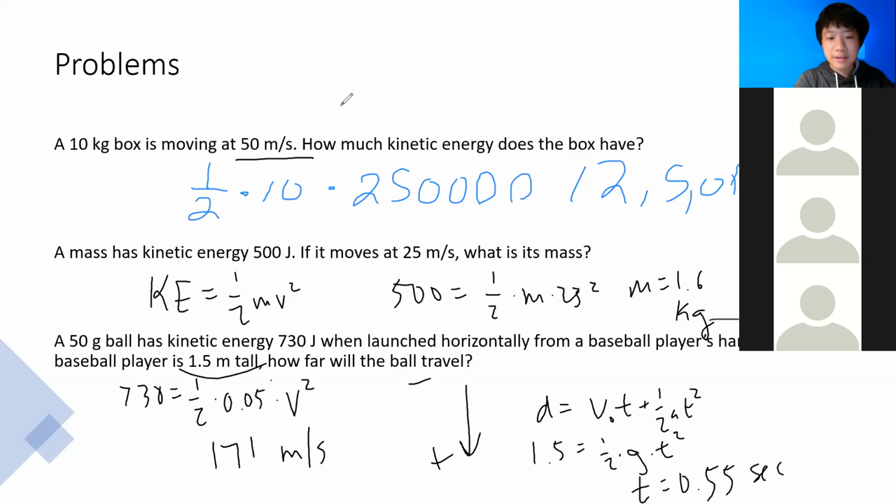Now if we multiply velocity times time, we get how far this ball will travel. 171 times 0.55 is 94 meters. Once again, these problems are a little non-realistic, so don't worry about that. Any questions?